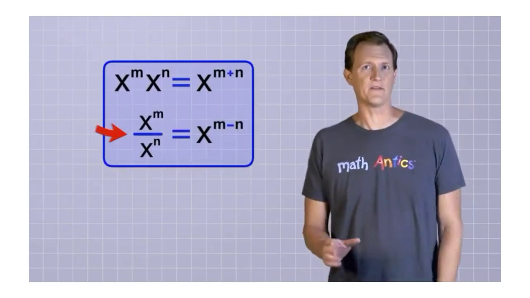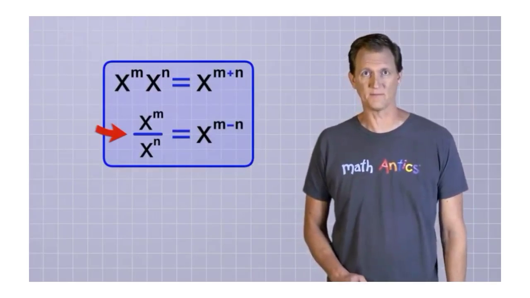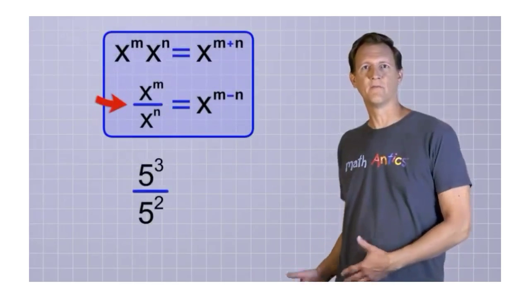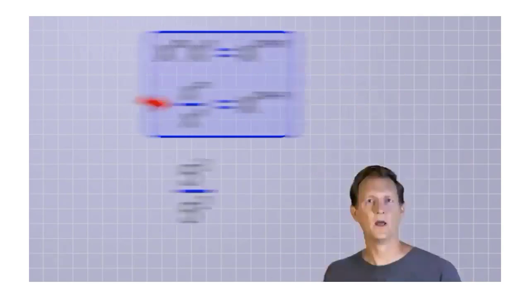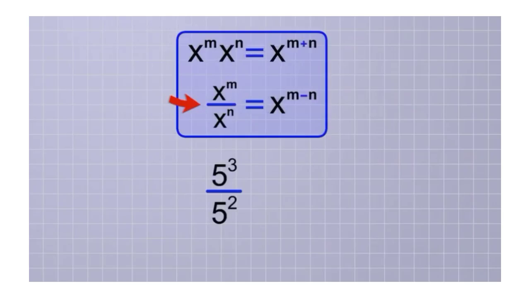Okay, now let's move on and see some examples of the second law in this set, which tells us how to divide expressions with the same base. Suppose we have the expression 5 to the third power divided by 5 to the second power. Our law says that we can simplify this by subtracting the exponents. Specifically, we take the exponent on the top and subtract the exponent on the bottom from it. If we do that, the simplified version would be 5 to the power of 3 minus 2, or 5 to the first power. But is that right?